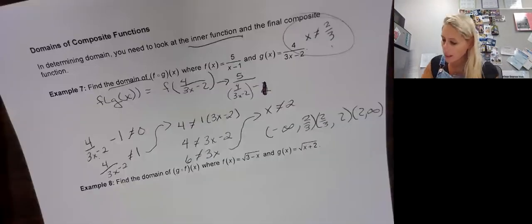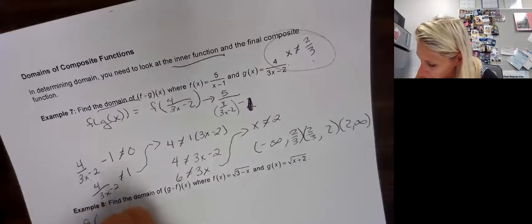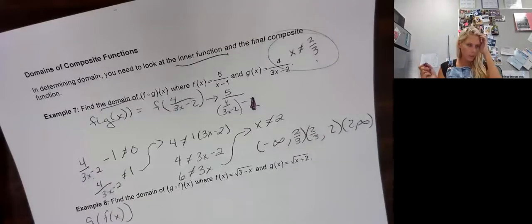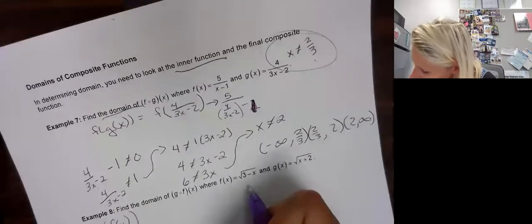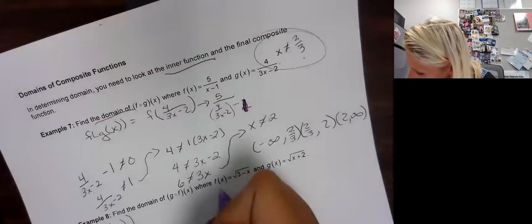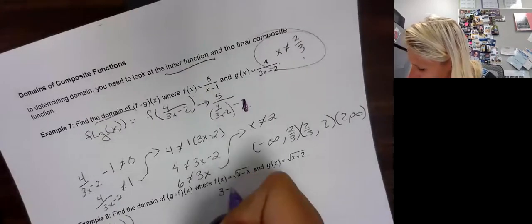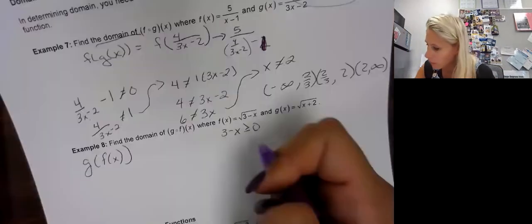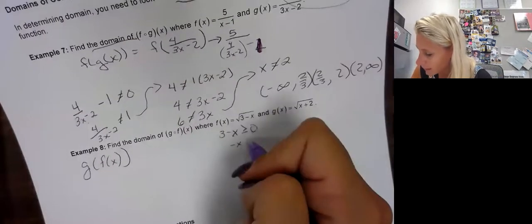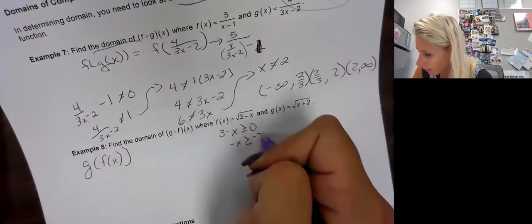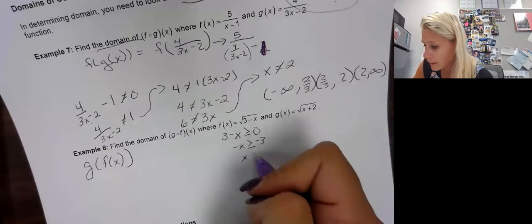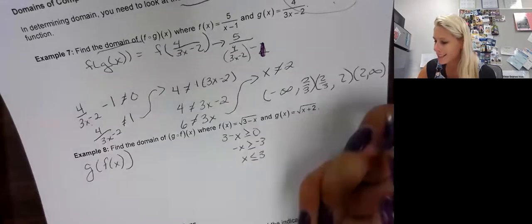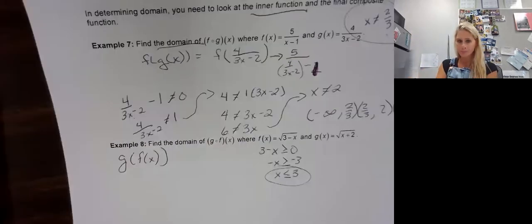So let's do that here. We have g of f of x, okay? So first of all, let's look at f of x. F of x, well, that's a square root. So what we do is we take what's underneath and we say that it has to be greater than or equal to 0. And then let's solve. So negative x is greater than or equal to negative 3. X, don't forget to switch the sign because we're dividing by negative, has to be less than or equal to 3. So this is our first one we have to keep in mind.